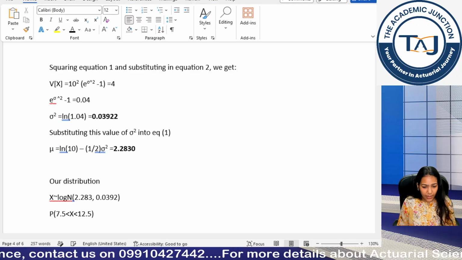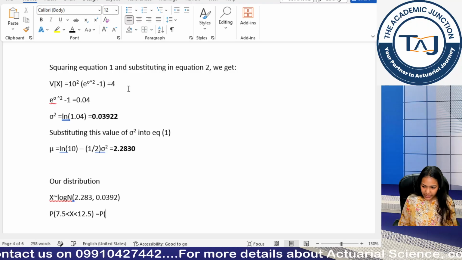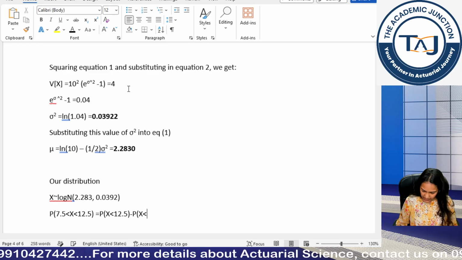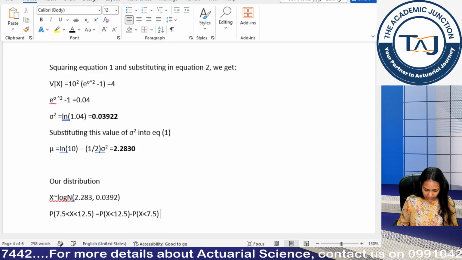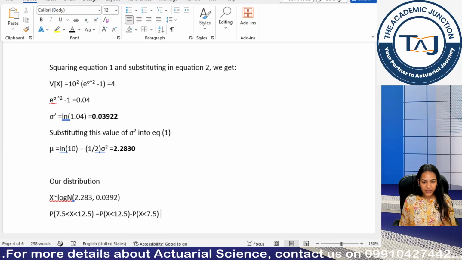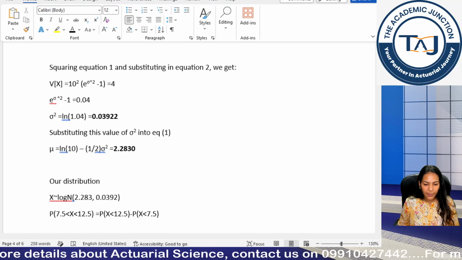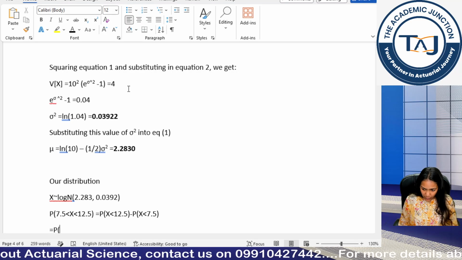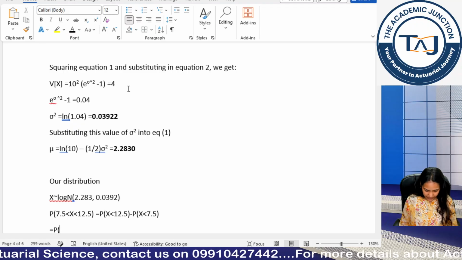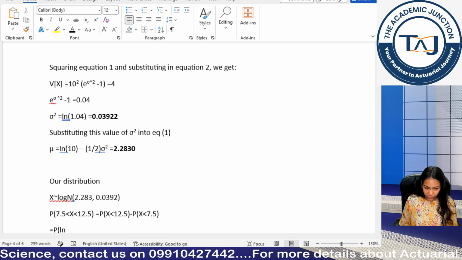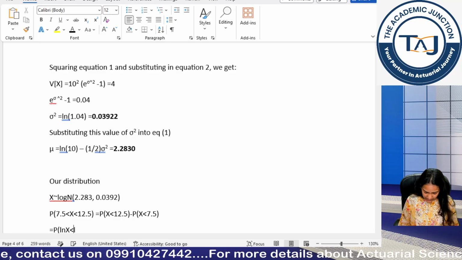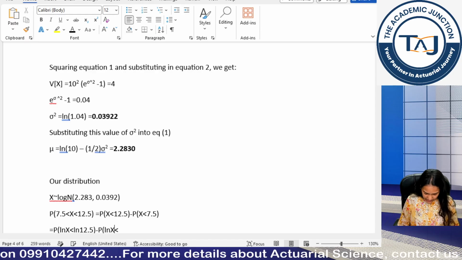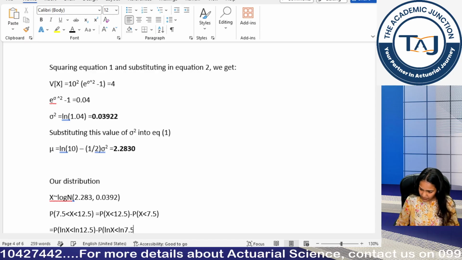Okay, equal to, so we can write it like probability x is less than 12.5 minus probability x is less than 7.5. Since it is a log normal distribution, it is a continuous distribution, so we do not need to think about the less than or equal to sign. So on both sides let us take ln to convert into standard normal distribution. So we get probability ln x is less than ln 12.5 minus probability ln x is less than ln 7.5.